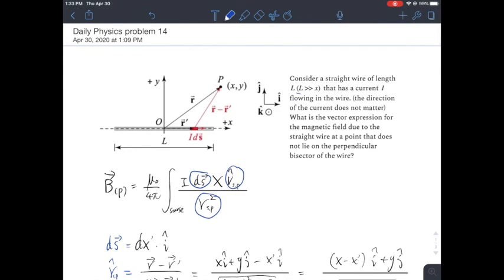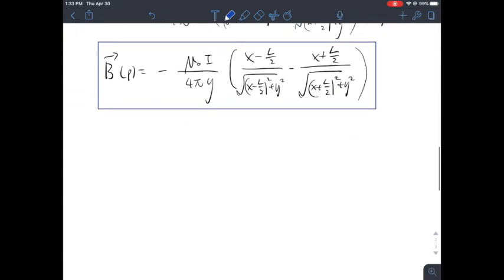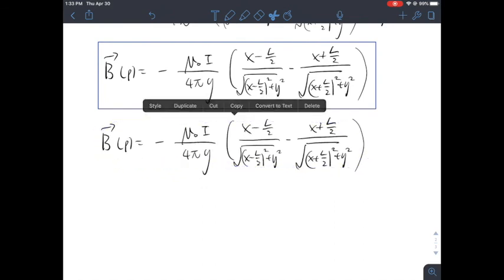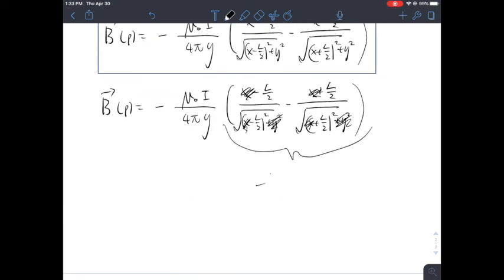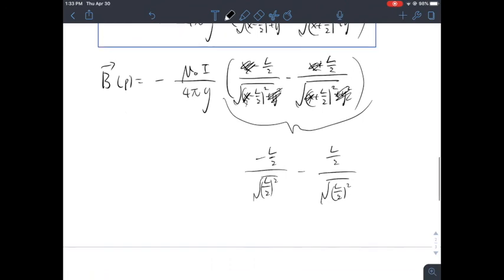You shouldn't remember it because it's too messy, and we want to find it for L approaching infinity. L is a lot bigger than x. So maybe when we take the limit of the function, the equation will be a lot simpler. Because L is a lot bigger than x, we can just ignore the x, and also ignore the y. After ignoring them, we can simplify it to negative L over 2 divided by the square root of the square of L over 2, minus L over 2 divided by the square root of L over 2 squared. L over 2 just cancels out, and the square root just cancels out. We have negative 1 minus 1, which is negative 2.